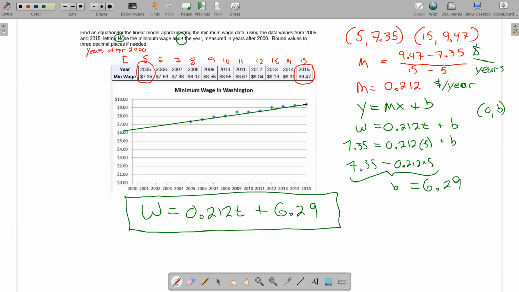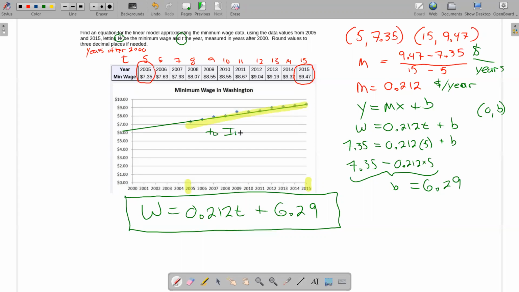And then could I use that to predict what minimum wage is in, say, 2020 or 2021 or 2025? The answer is, well, yeah, I could, but I'm predicting the future there, which is a very tricky thing. So when we make predictions like this, it's safe to use the equation to predict within the given data. What that means is it's safe to use this to predict minimum wage in Washington State for the time period from 2005 to 2015. When you make a prediction within the given data, that's called interpolation.